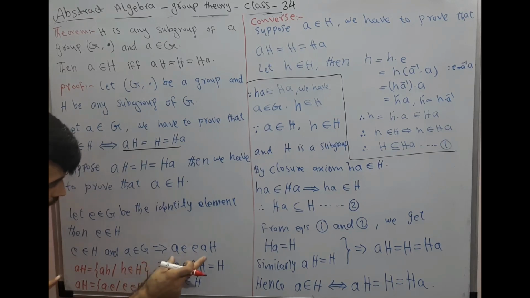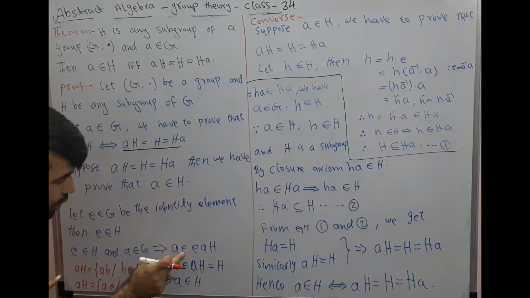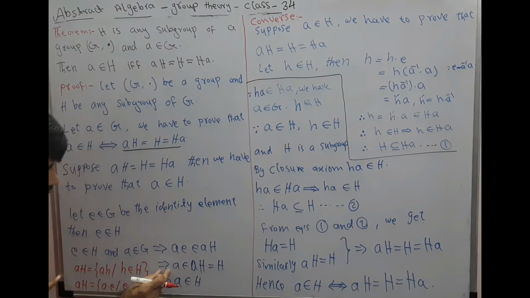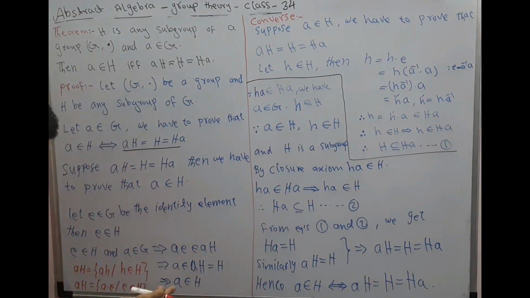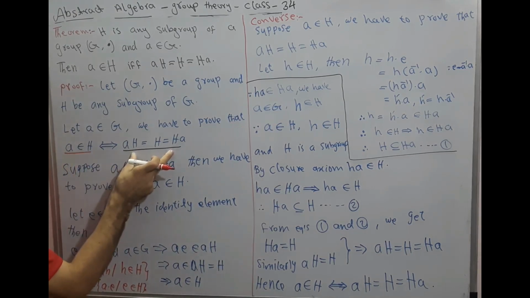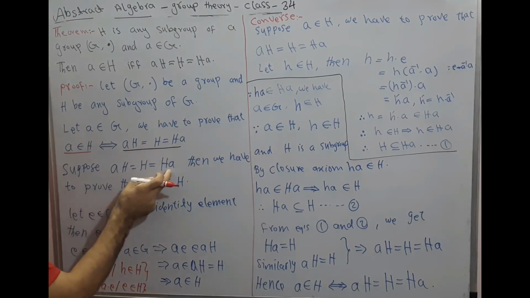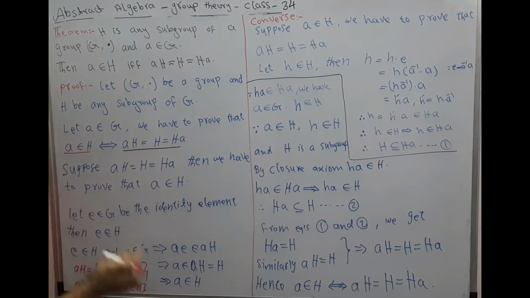According to the definition of left coset, a·e belongs to a·H, the left coset. This implies a belongs to the left coset, which equals H. This implies a belongs to H. Here, it is the left side. We assume the right side is true, that is aH = H = Ha. Then we prove that a belongs to H. Here, it is the result.